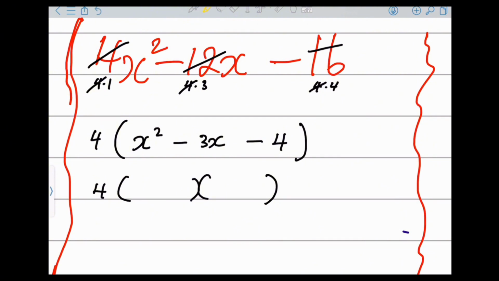Now, focus your energy on this one. So this is when A is 1. When A is 1, I like the Addy. Let's go. When A is 1, find the factors of C that add up to B.